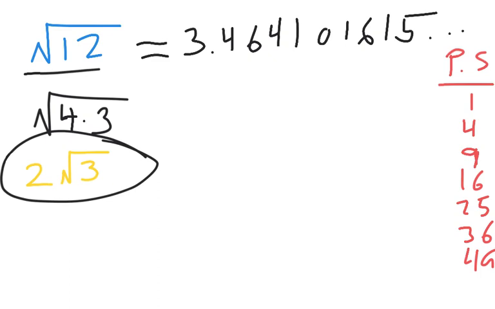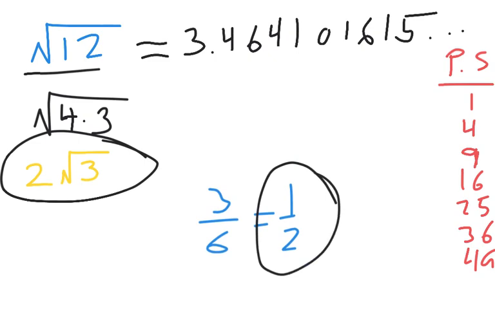Just like how 3/6 is the same thing as 1/2. This is the way we write it because it's simplified. So the way we would write this would be 2 radical 3, because that's simplified radical form.